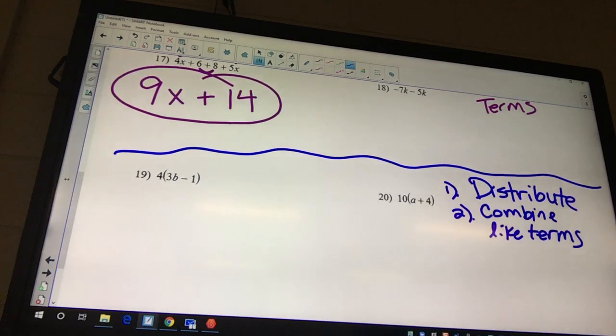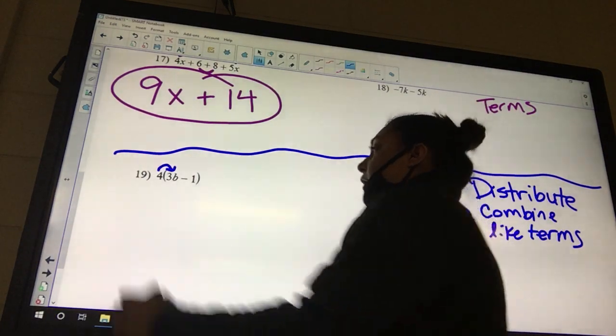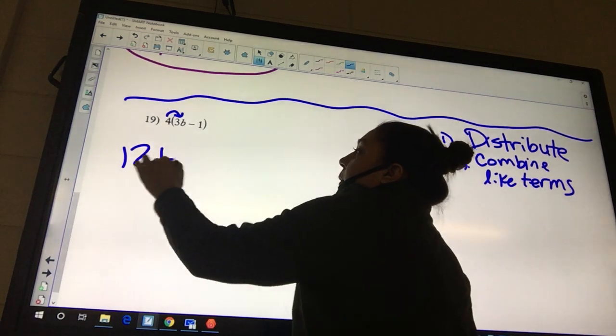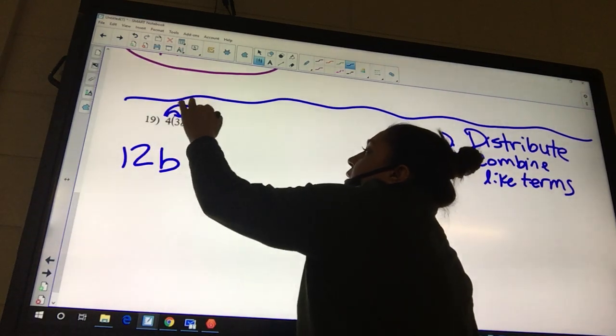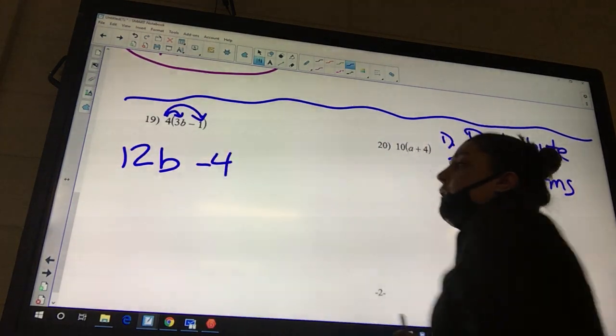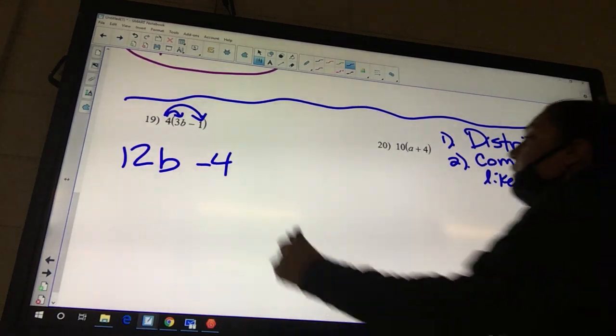If there's nothing new to combine, then that's great, but you need to make sure that you combine if it needs to combine. So when we distribute, I got 4 times 3, 12, and how many b's do I have in between those? 1. And then I have 4 times negative 1, negative 4. Is there anything to combine? No. Okay, so this is your answer.